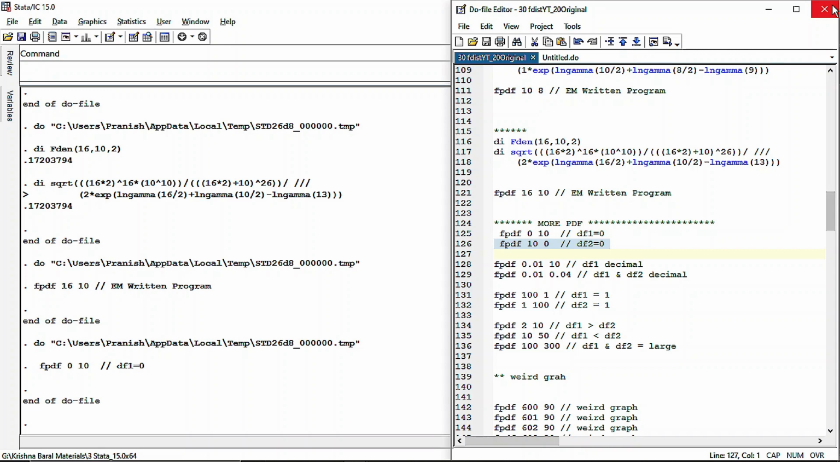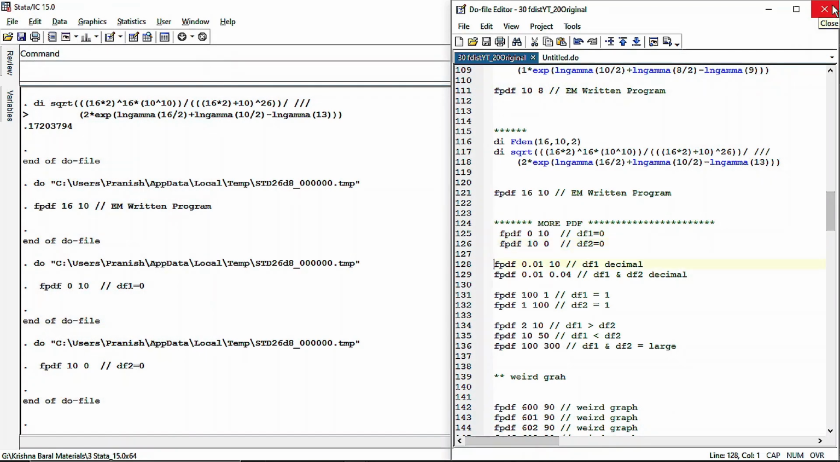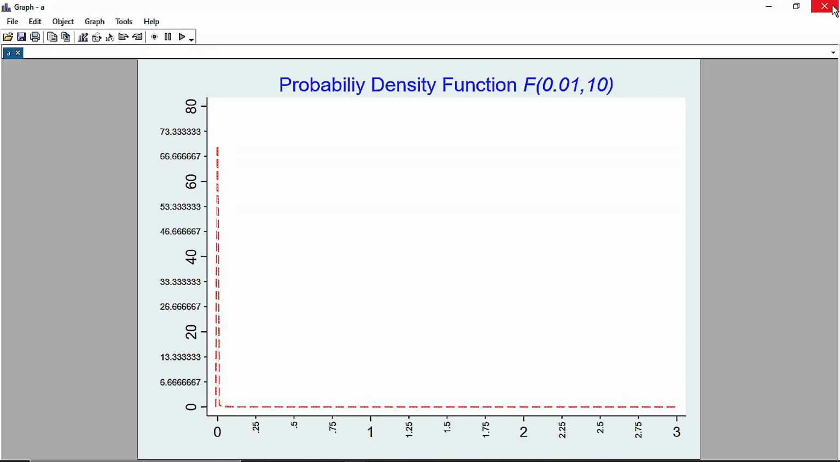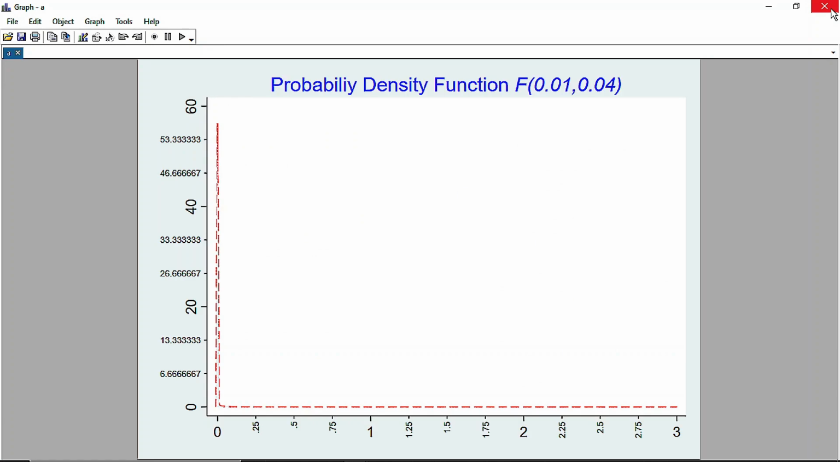And let us see what happens if we keep the degrees of freedom 2 to be 0. Again, we don't get any kind of PDF graph. Let us keep the degrees of freedom 1 to be 0.1 and degrees of freedom 2 to be 10. So we get this kind of graph. And let us keep both the degrees of freedom to be decimal points, very small points, and we get this kind of graph.